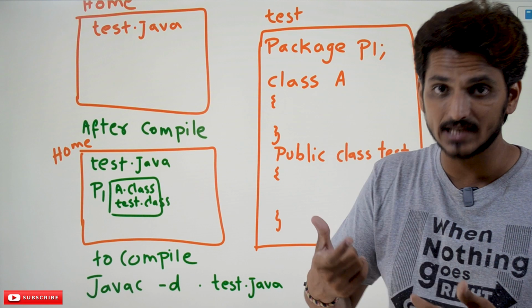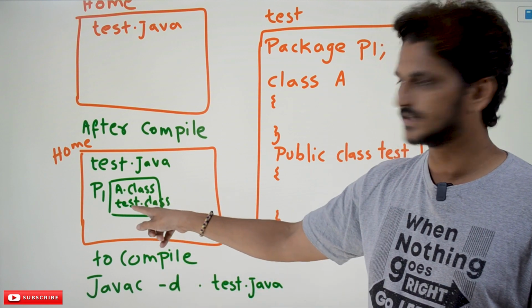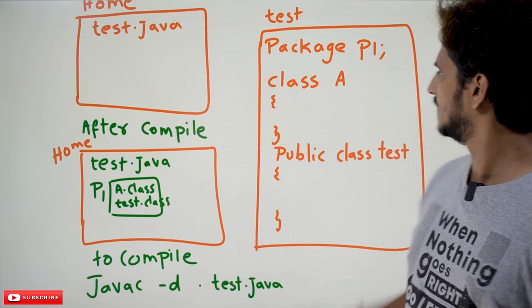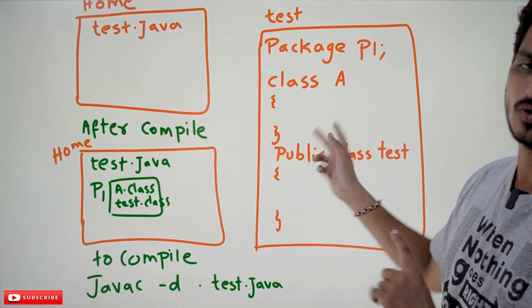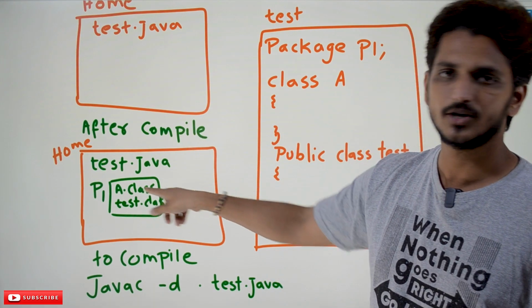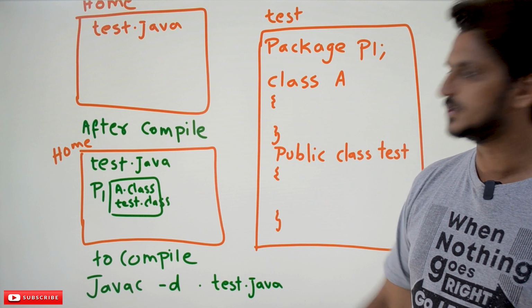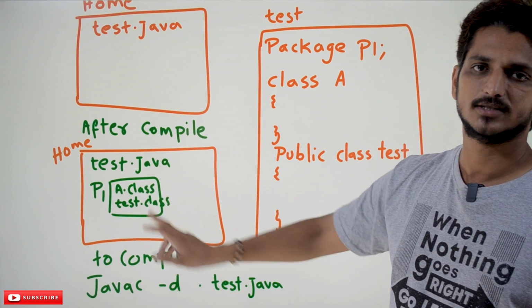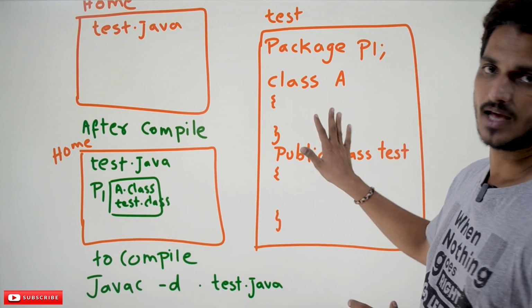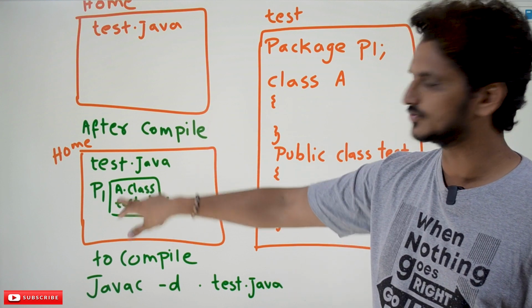It is creating a class file with name A. Second name is test.class. Because how many classes are there here? 2 classes. Each class is converted into a class file. So this is object code. A.class is an object code, not a high level language. After conversion, that code it is going to.